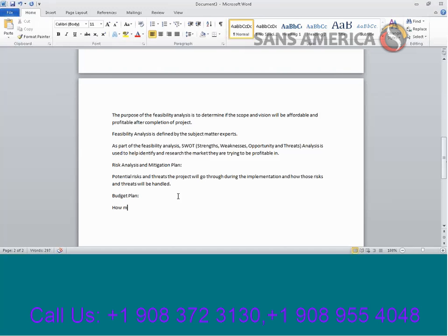Now here, the technology team will jump into the picture. From the technology side, the technical manager or the project manager will review the scope and vision, and based on the scope definition, they will give a budget estimate.